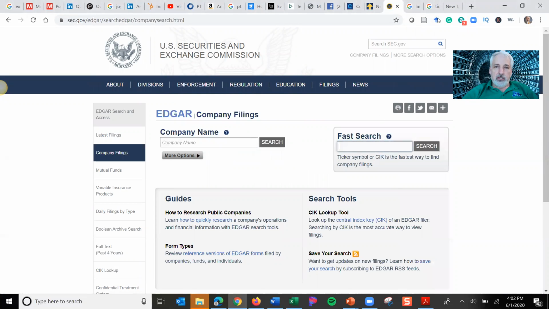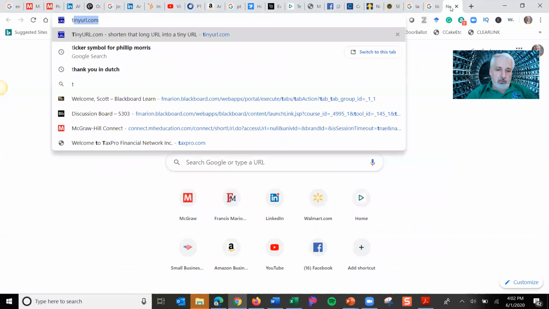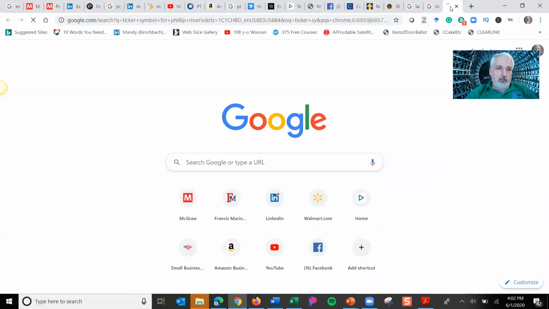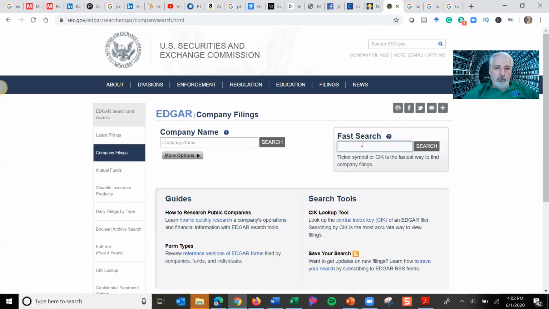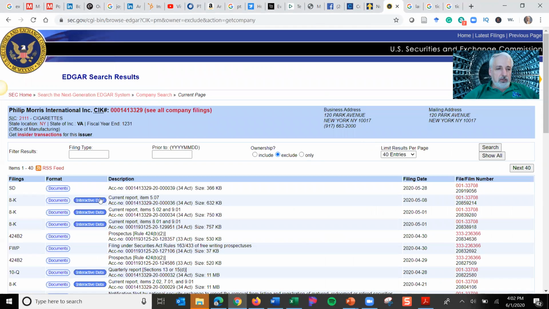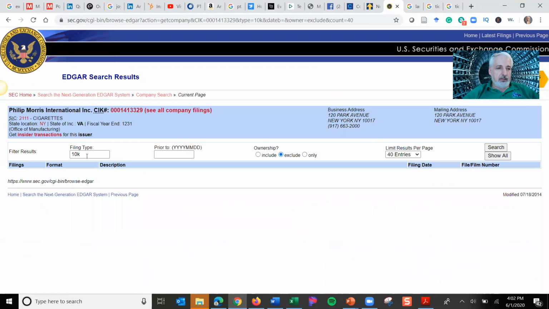I'm going to go in and say, all right, ticker symbol for Philip Morris. Sure enough, trading at 73.8 per share at New York Stock Exchange, PM, right there, ticker symbol. All right, so we're going to go in and do that search for PM. And once we get there, we see we got 8Ks and 10Qs and a whole bunch of things. I told you I wanted a 10K, right? So if I do 10K, I hit return, I get nothing.